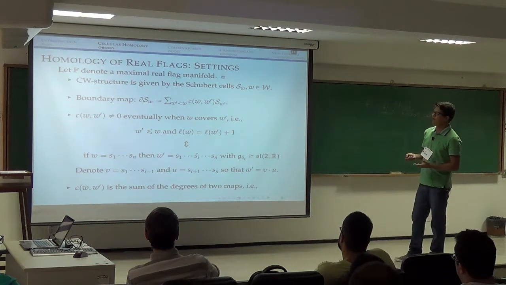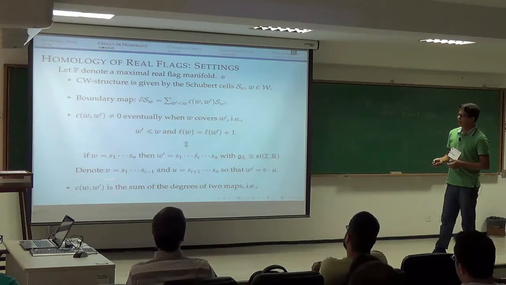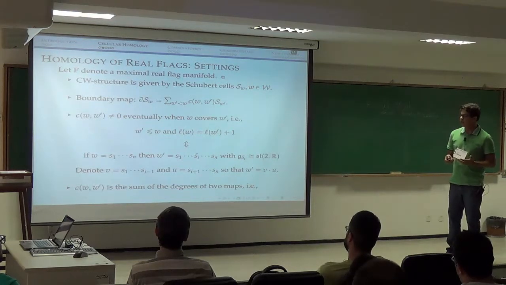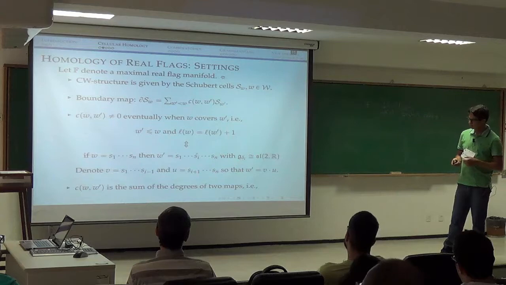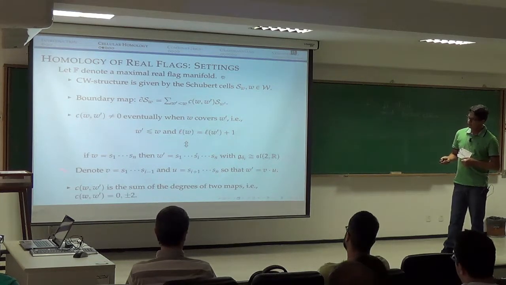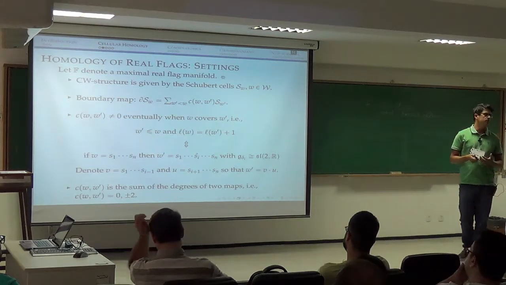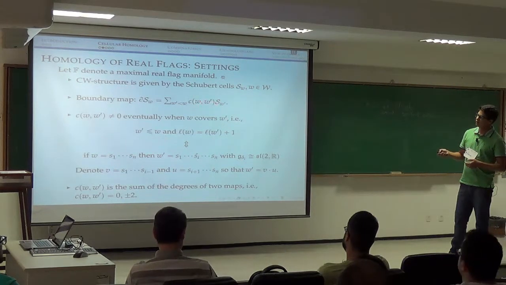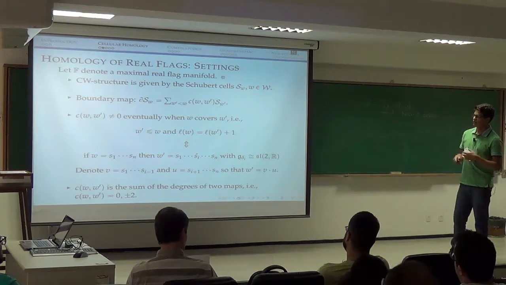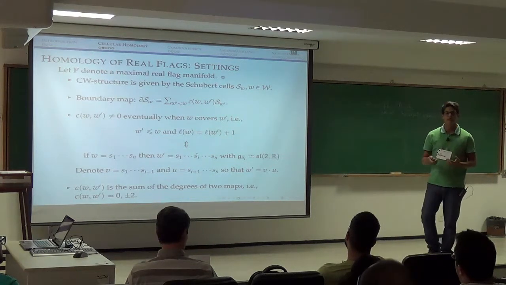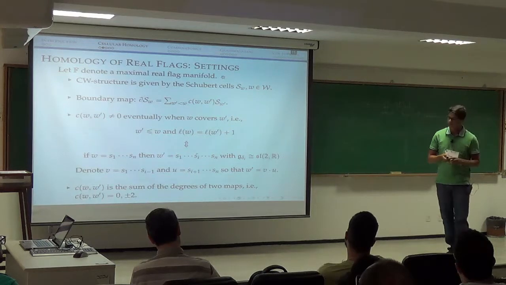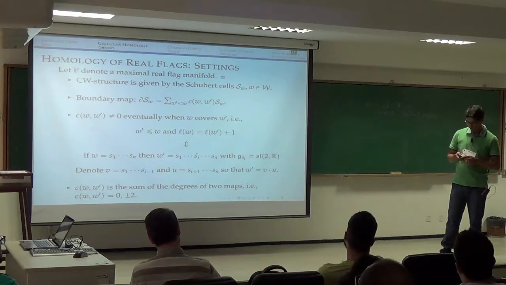Another interesting thing about this real context is that this coefficient appears as the sum of the degrees of two maps, only two maps. And since the degree is always plus or minus 1, we conclude that these coefficients are 0 or plus minus 2. So when you go to the boundary map, either we have 0 or we have plus minus 2. And this has a beautiful explanation using Morse theory. For those who want to know this, I recommend reading the paper that I mention at the end.